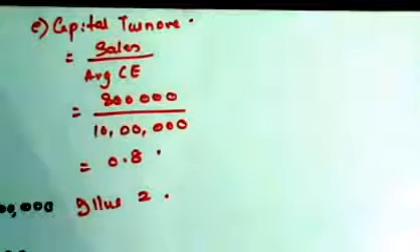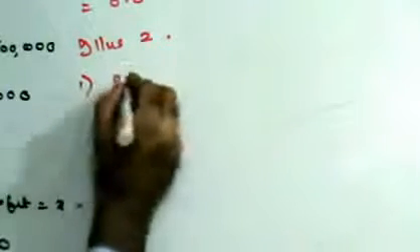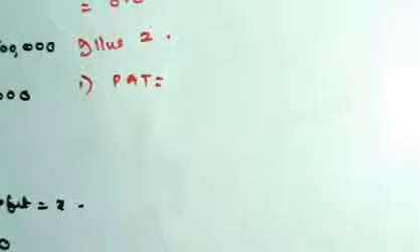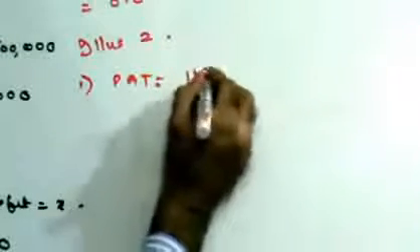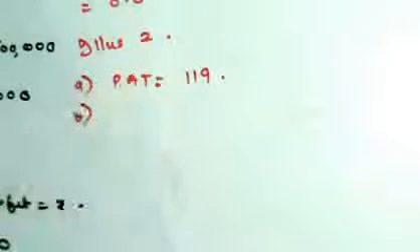Now, the first thing that you need to find out is, right, let's start with this one. The first thing I need to find out is my NOPAT, for which I need to know my profit after tax. Profit after tax first. If you see your income statement, right at the bottom they have given you that profit after tax is 190. Right? That's the first thing I need to find out.